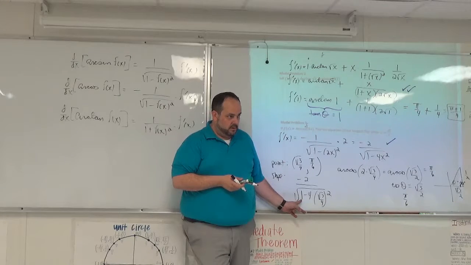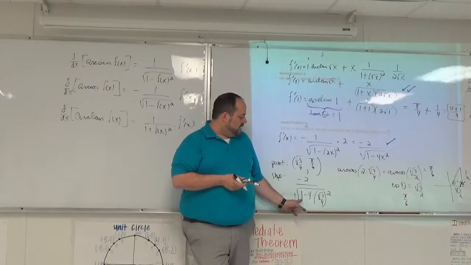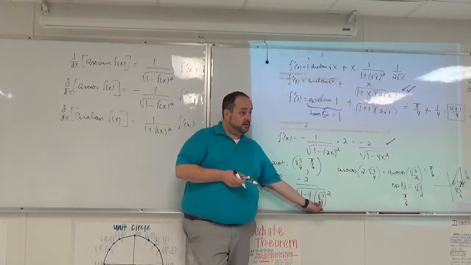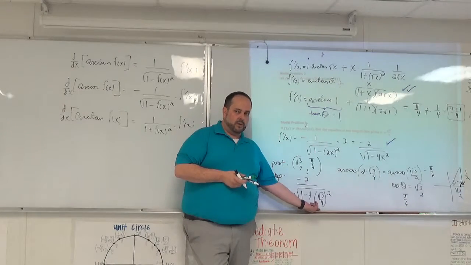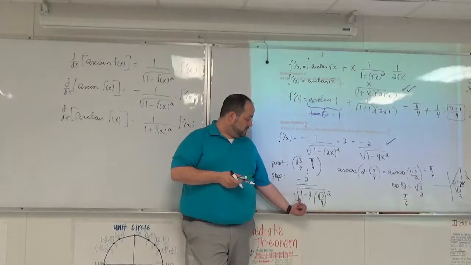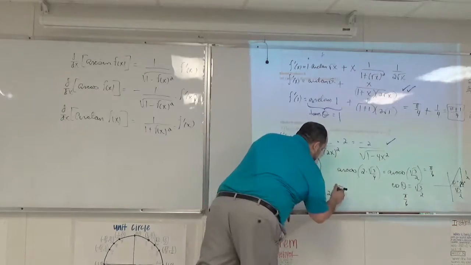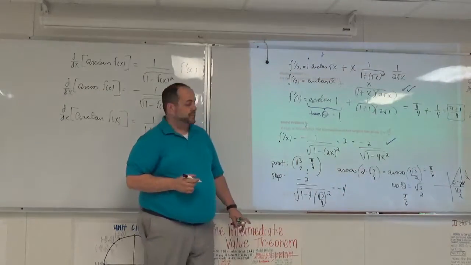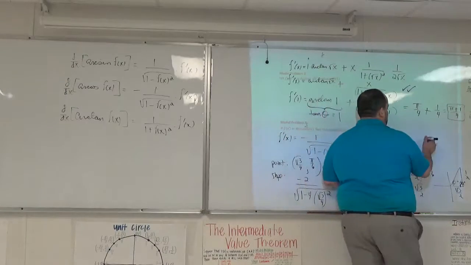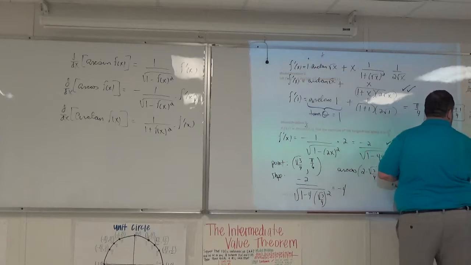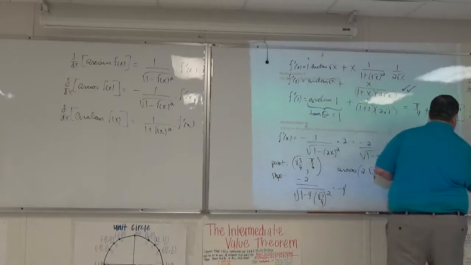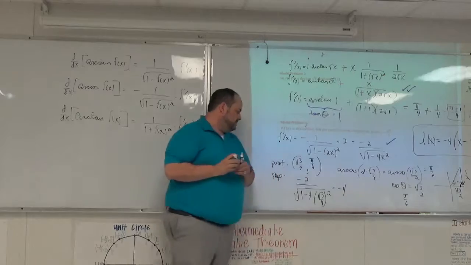Subtract from 1. We had 1 minus 3/4, so we've got 1/4. Square root of a fourth is 1/2. Negative 2 divided by 1/2 should be negative 4. That's your slope. Your final answer, tangent line, L of x, is negative 4 times x minus square root of 3 over 4, plus pi over 6. That's the equation of your tangent line.